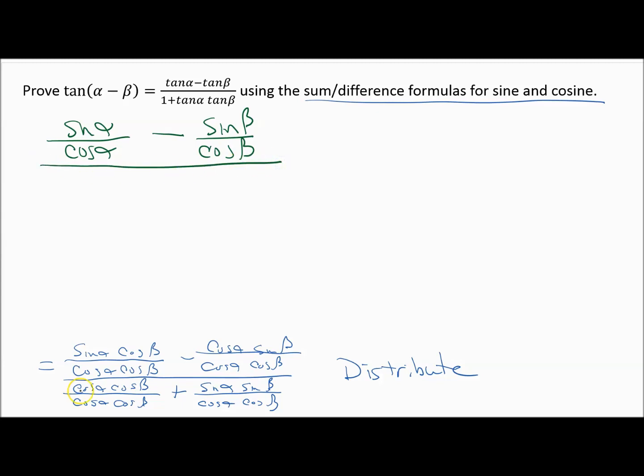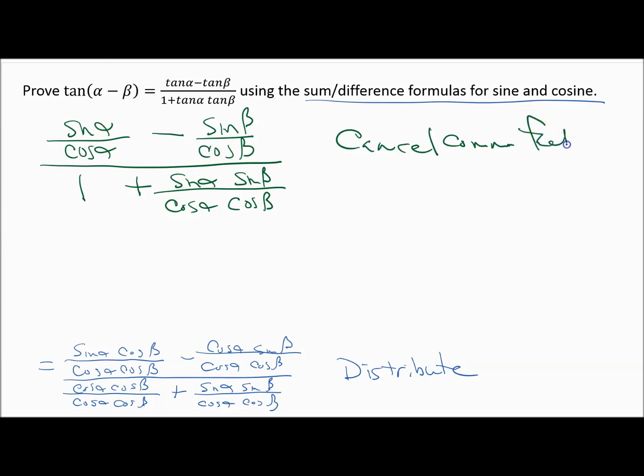All right, in the denominator, cosine of alphas cancel, and then cosine of betas cancel. All of that cancels, so I'm just left with 1. And then here, nothing cancels, so I'm going to put plus, and that's going to be sine of alpha sine of beta over cosine of alpha cosine of beta. And, you know, you just canceled common factors. That's the detailed way of saying it. If you just told me you canceled, I'd be fine with that.